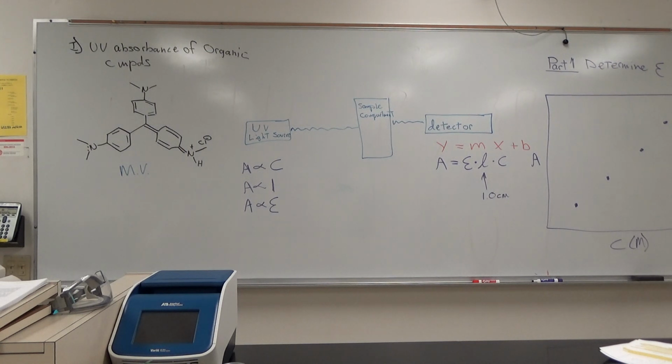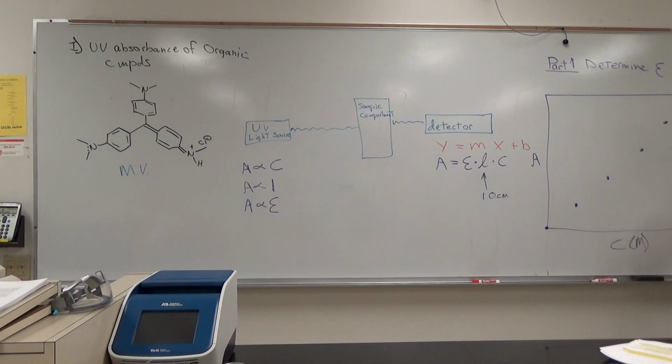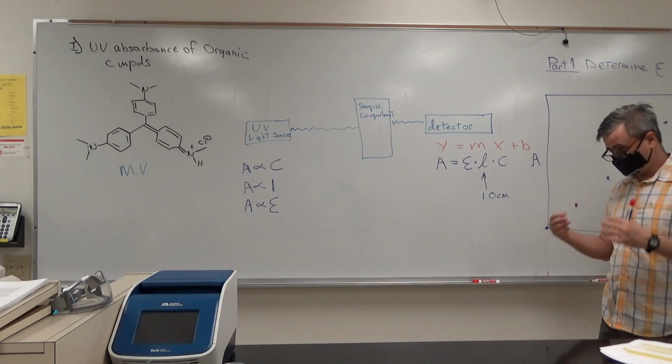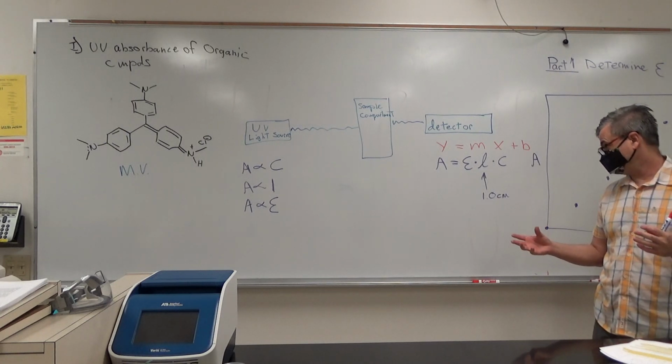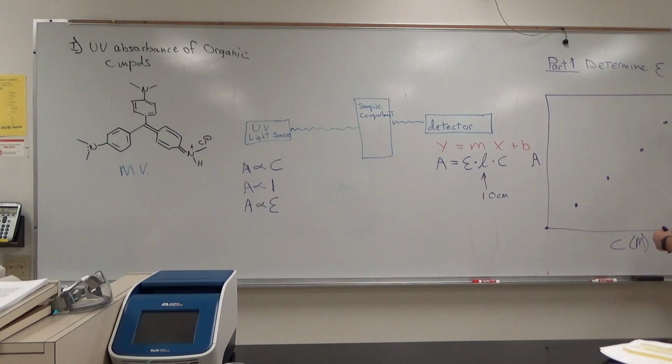Make sure you're not connecting the dots. You want a best fit linear relationship. You should include in your data 0, 0. We want to do this assessment based in part on the idea that if there's no methyl violet in there, there's no absorption. So 0 concentration, 0 absorbance.